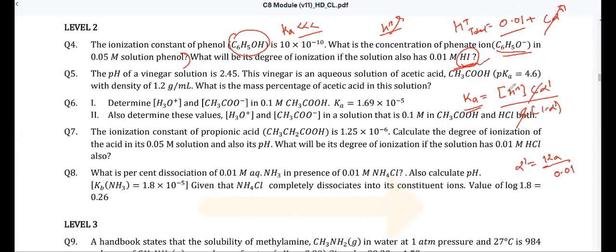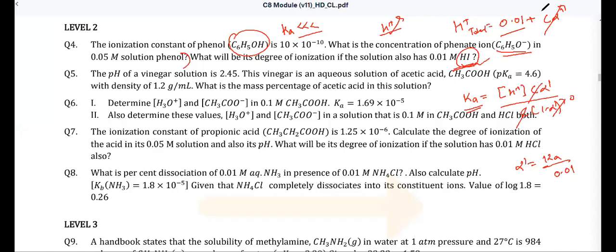What is the formula of Ka? Ka is equal to the concentration of H plus into the concentration of phenoxide ion, which is C alpha dash, because the degree of dissociation will change now, divided by the concentration of C6H5OH, which is C into 1 minus alpha dash. Now C and C will get cancelled, and alpha dash tends to 0. So we are left with Ka equal to the concentration of H plus into alpha dash. So alpha dash is equal to Ka divided by the concentration of H plus. Got it, Sanya? Everyone got this? Question number 4.